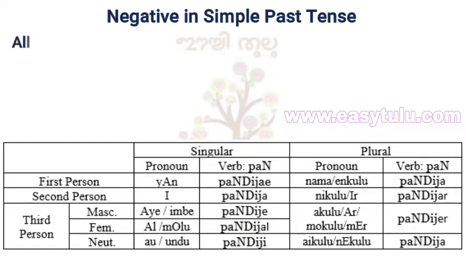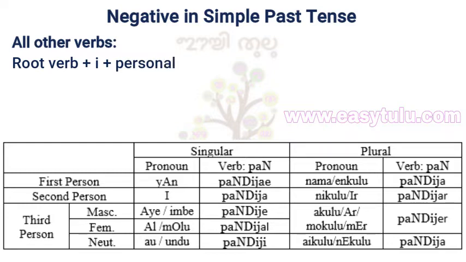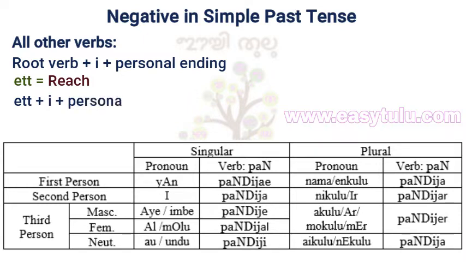Third one is all other verbs except pu ending and nu ending verbs. Conjugate all other verbs in simple past tense except pu and nu ending verbs, add e sound to the root verb and then add personal ending. Let us conjugate the verb ettu. Ettu means reach. Root verb plus e plus negative personal ending.